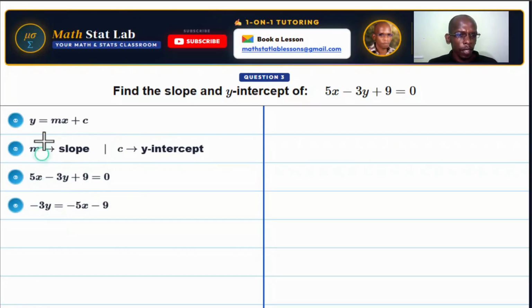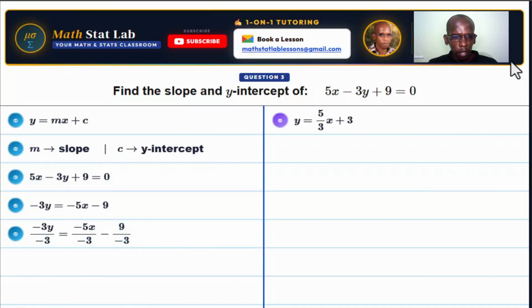But you see, the equation says we must have y, not negative 3y. So to remain with y here, I just need to divide everything here by negative 3, so that I can eliminate that negative, and I can also eliminate the coefficient of y, which is 3. So to do so, it will be negative 3y divided by negative 3 is equal to negative 5x divided by negative 3 minus 9 divided by negative 3.